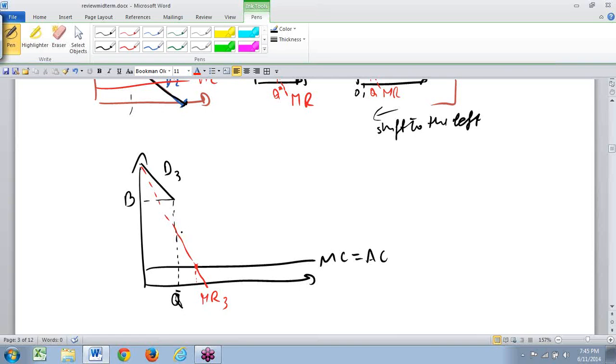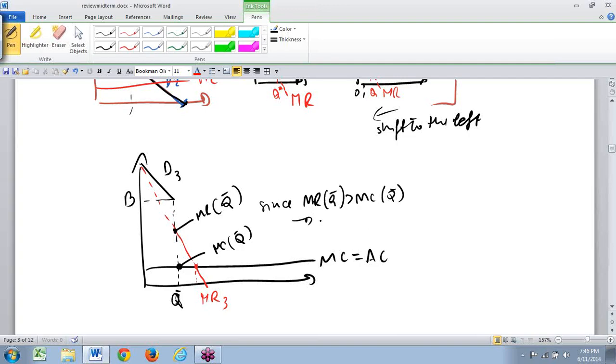So again, since at Q bar the marginal revenue is greater than the marginal cost, because this is the marginal cost at Q bar and this is the marginal revenue at Q bar, I want to sell all these units. Remember that the optimality condition is marginal revenue equal to marginal cost. So if marginal cost instead was greater than marginal revenue, you wanted to sell fewer units, right? So you wanted to decrease the number of units sold until marginal cost equals marginal revenue. Okay? Is it clear now?